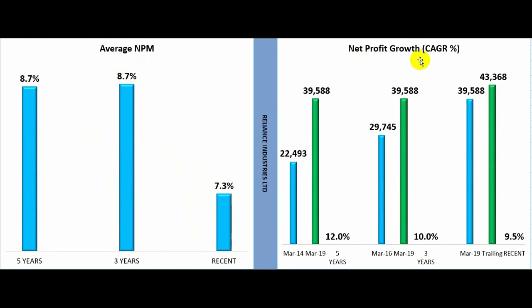Let us look at how the profits have grown over the periods. In the last 5 years, the profits from 14 to 19 has grown at the rate of 12% compounded growth rate. In the recent 3 years, the growth rate has slowed down to around 10%. That is from 29,000 crores to 39,000 crores from 16 to 19. In the recent 12 months, the net profit growth rate was around 9.5%. So from March 19 to the recent 12 months, that is from 39,500 crores to 43,000 crores.